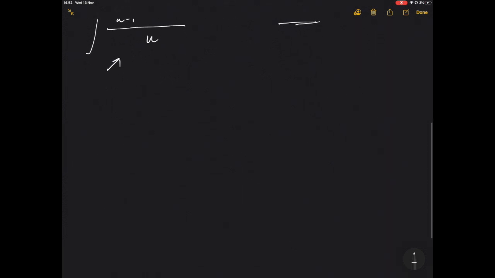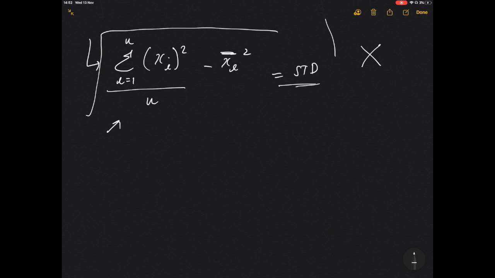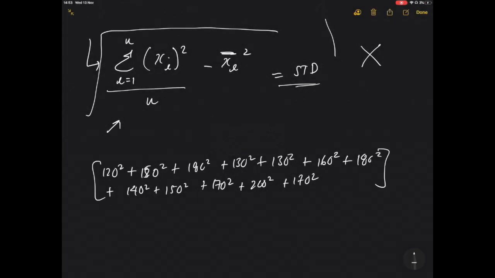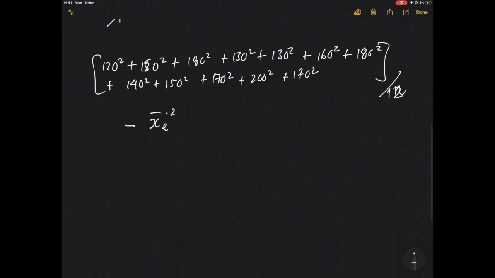So let's take the data set we had previously. To calculate the standard deviation, we have 120 squared plus 150 squared plus 180 squared plus 130 squared plus 130 squared plus 160 squared plus 180 squared plus 140 squared plus 150 squared plus 170 squared plus 200 squared plus 170 squared. So what we have now is the total of all this data. We can divide all of those by n, which is 12 pieces of data, and then we want to subtract from this the mean value squared. So we'll write this a little bit neater and get some numbers on.